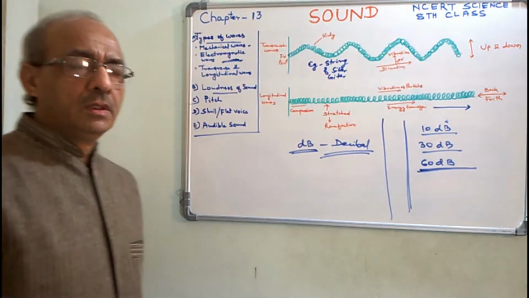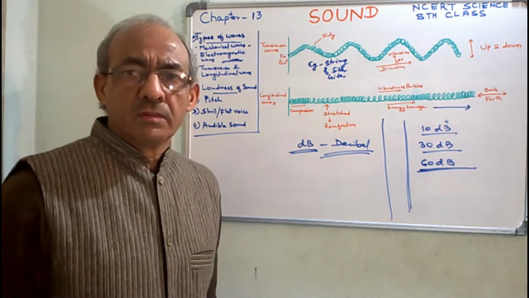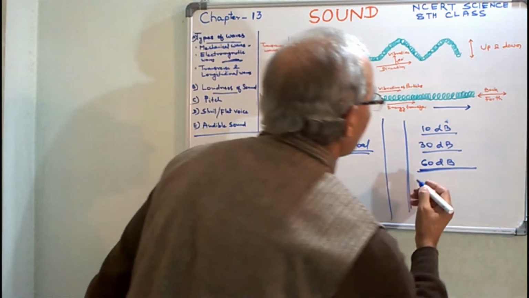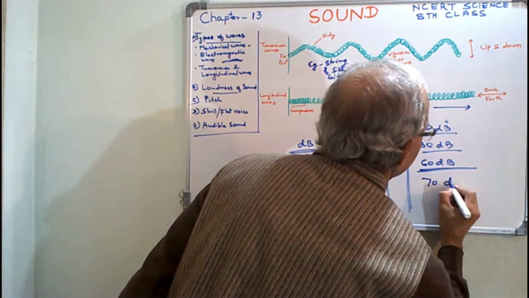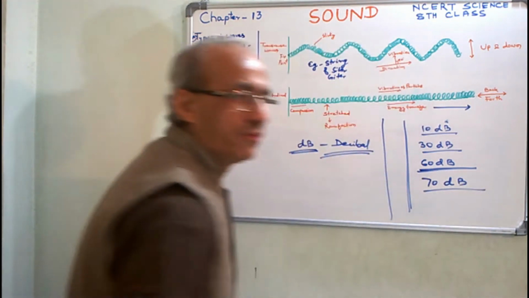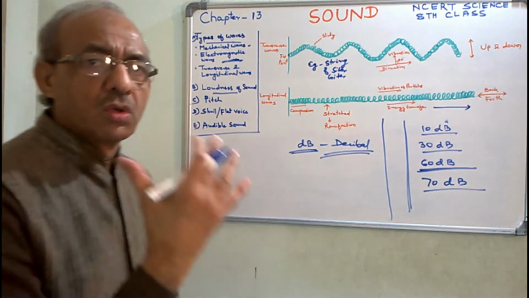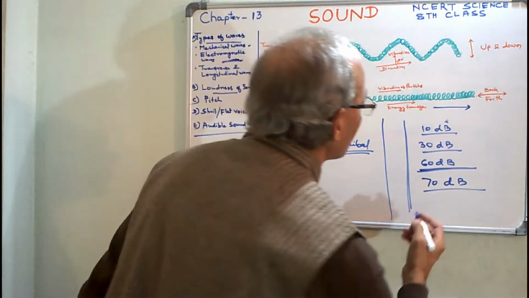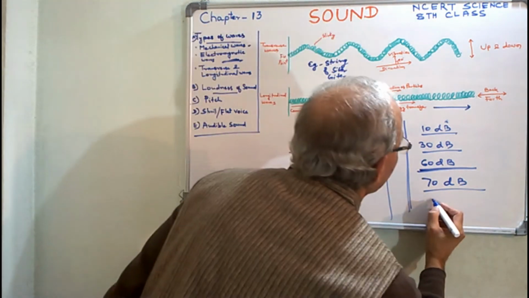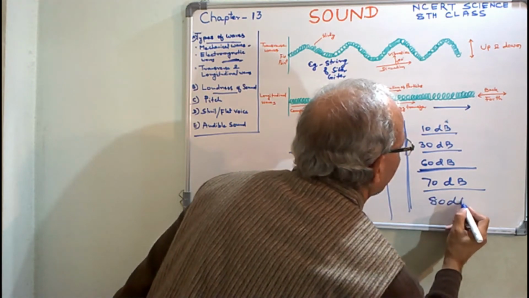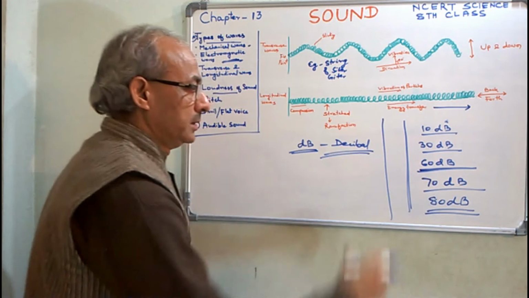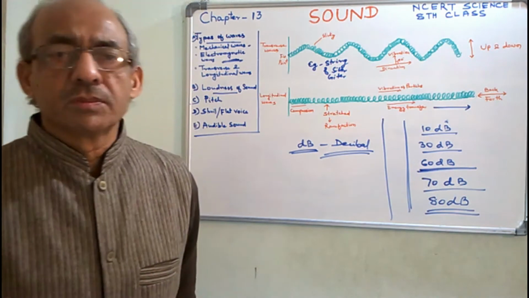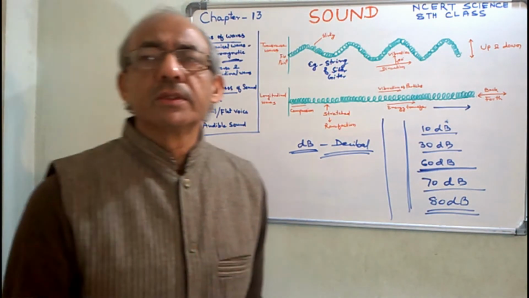And in busy traffic on the road, the sound produced is normally 70 decibel. But in factories, there is more noise in respect of road or traffic. The loudness of the sound produced in a factory is 80 decibel. These are the different measurements of the loudness of the sound in different situations.